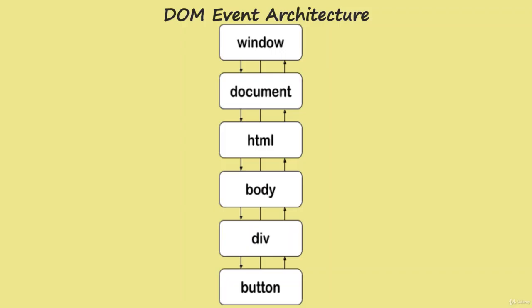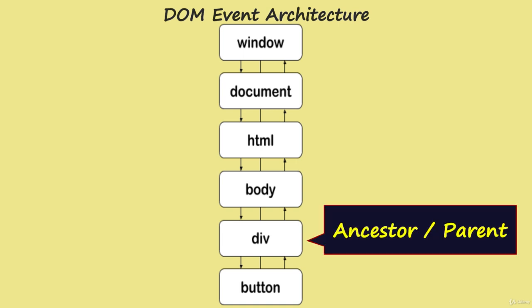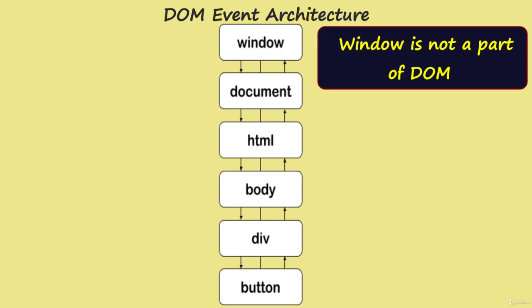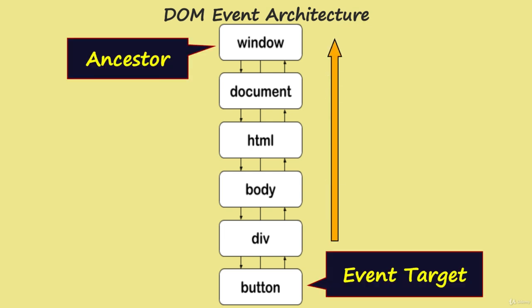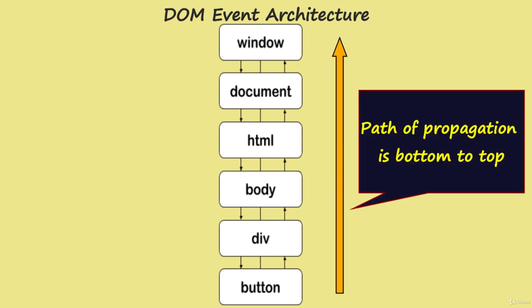Alright, so coming back to the figure, this button is the event target. This division is called ancestor or parent, which goes till window, and window is the topmost ancestor, or actually it's an object. You can't say that window is part of DOM. It is above it, but we need it here for more clarity. So from target to ancestor, the event object traverses, and this traversal is called propagation or event propagation. Now how is the event propagation happening, or which is the path of event propagation? Of course, bottom to top, and that's what we saw.